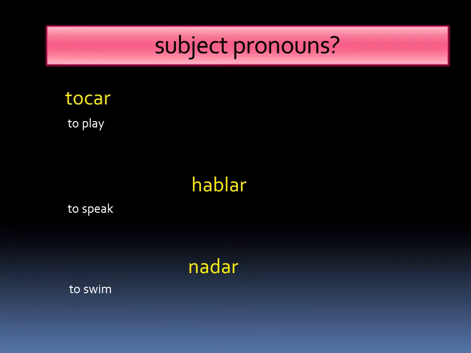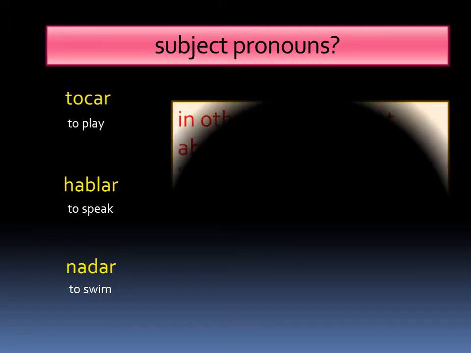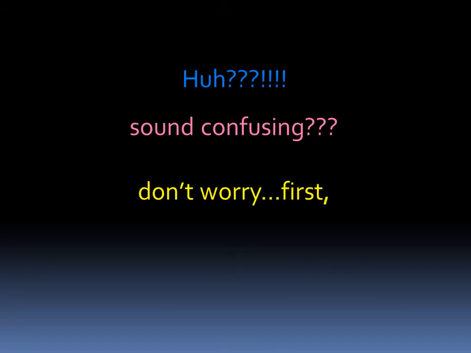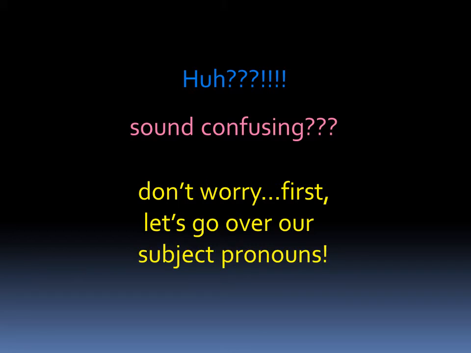Oftentimes we'll use names like Jim plays the guitar or Mary speaking with friends, but sometimes we don't use names at all. In other words, we use something called subject pronouns. What that means is, what about saying I play or she speaks or we swim and so on? Again, these are called subject pronouns. Does all that sound confusing? We're talking about conjugating and infinitives and subject pronouns. Well, let's take it step by step and talk about subject pronouns first.